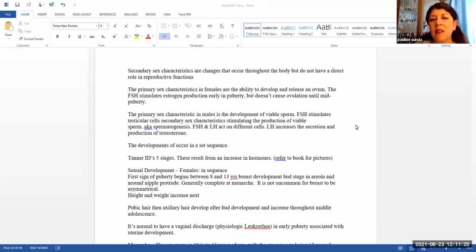The primary sex characteristics in females are the ability to develop and release an ovum. The FSH stimulates estrogen production early in puberty, but doesn't cause ovulation until mid-puberty.